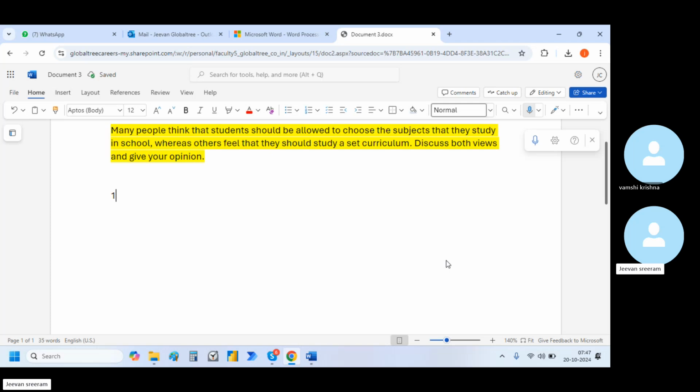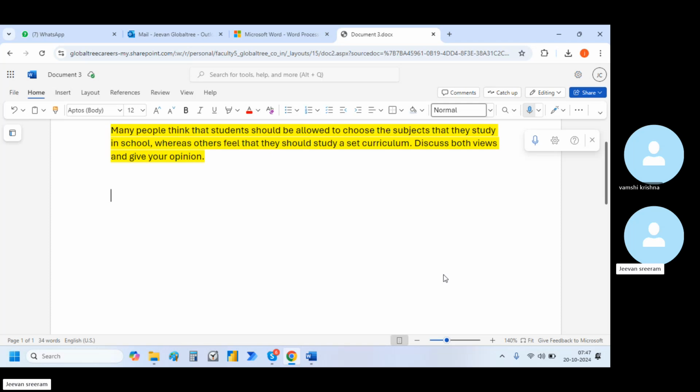In body paragraph 1, you have to support. There are 2 points. Point 1, like students should be allowed to study their own subjects, and in the same paragraph, better to oppose the second one, because the question asked both sides, but the topic has 2 sub ideas, right? So in the first body paragraph, support point 1, oppose point 2. Point 1 is students should be allowed to choose the subject that they study in school. Point 2 is others feel that they should study a set curriculum.